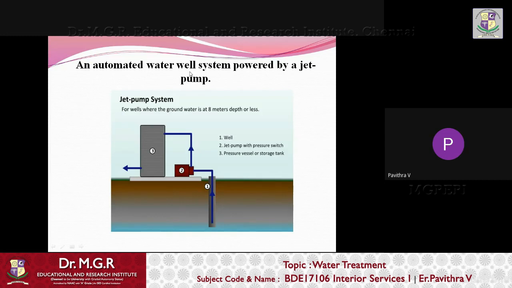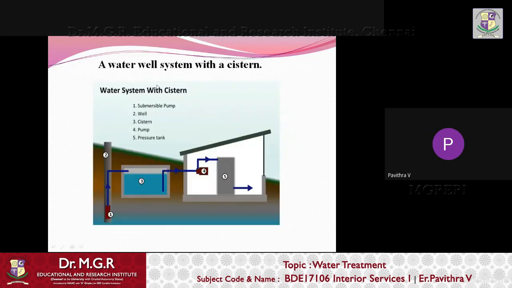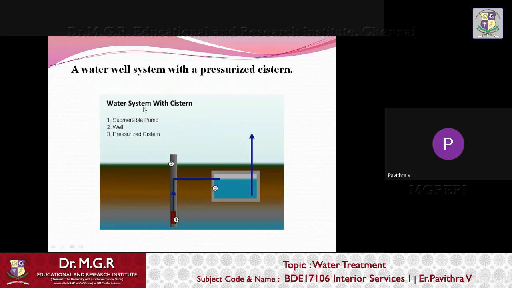So the water that is available underground, how are we going to pump it and use it for irrigation or drinking purposes? There are different methods. In day to day life we use these different types of pumping methods to pump the water from underground. That is the jet pump system, submersible pump system, and water system with cistern. There are two different types.